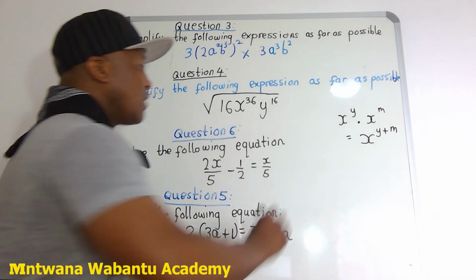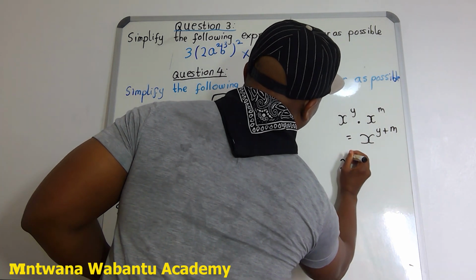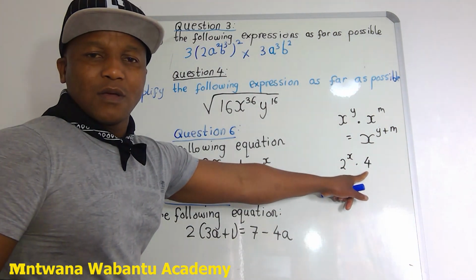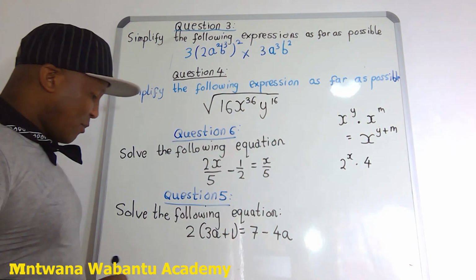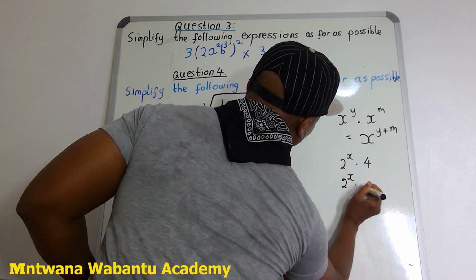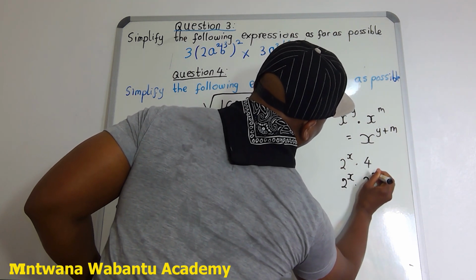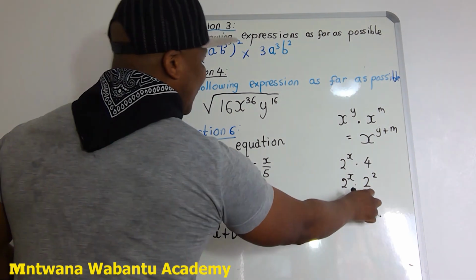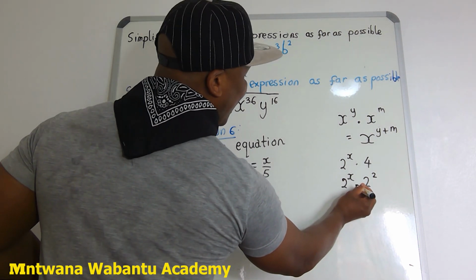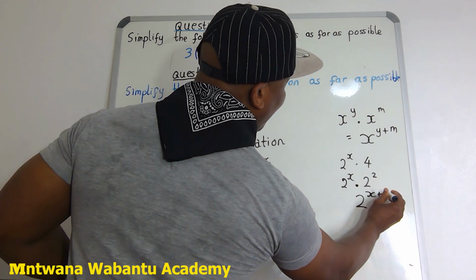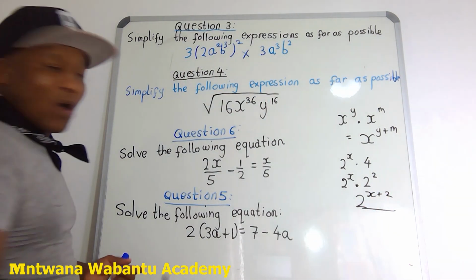For example, if somebody gives you 2 to the power x multiplied by 4. You see 4 is 2 to the power 2. Take your calculator and plug in 2 to the power 2, you see it equals 4. 2 to the power 2 is like 2 times 2. So now you see the bases are the same. If bases are the same and there's a multiplication, I'm only going to write one base and then add the powers. So it's going to be 2 to the power x plus 2. Can you see that?